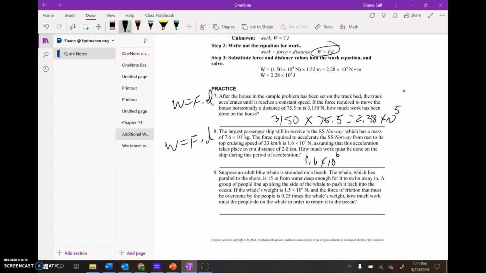Here's the tricky part. What's our distance? It's 2 kilometers. What is distance measured in? Meters. You have to change 2 kilometers to meters, and 2 kilometers is equal to 2,000 meters. Now we're just going to multiply those two numbers together. 1.6 times 10 to the 6 times 2,000 is 3.2 times 10 to the 9th.